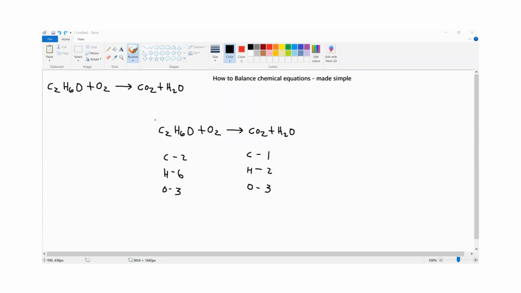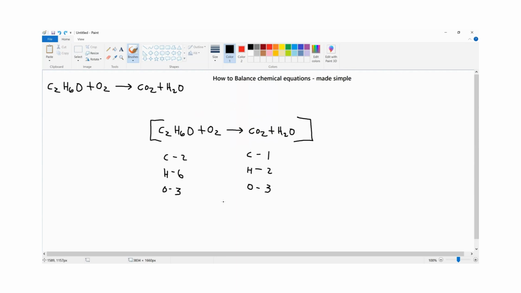Here we have C2H6O plus O2 equals CO2 plus H2O. This is the combustion. Simply by having CO2 and water, I know it's combustion. Okay, how do we balance this?